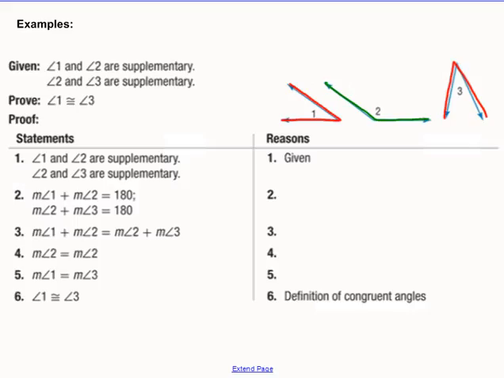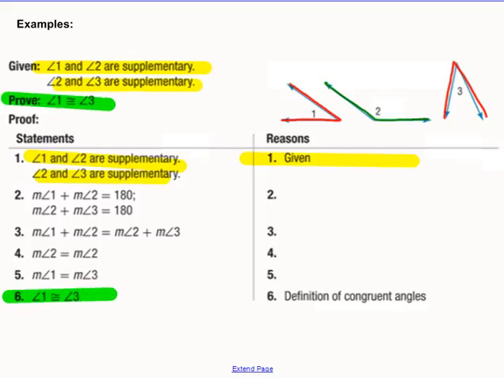Remember, in class we talked about the given is up here. It's always the first statement, and so therefore you write it in the given spot. The statement that we are asked to prove is always going in the last spot. So let's take a look at the proof now.